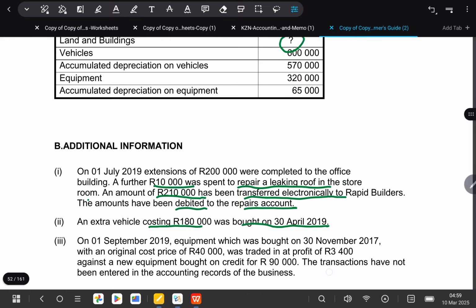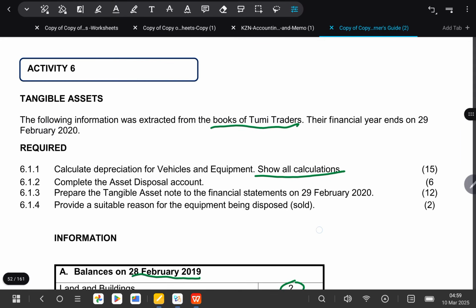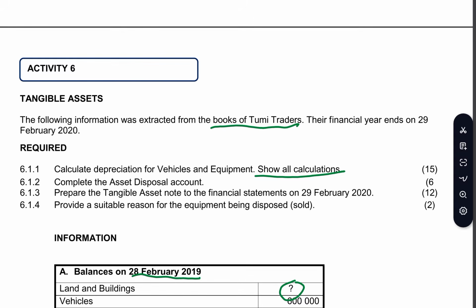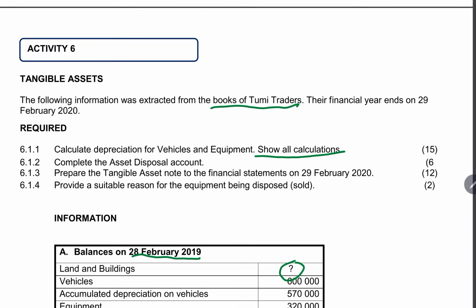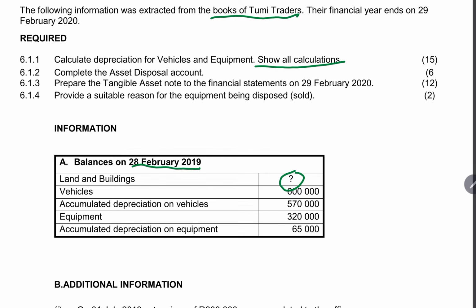Now we are doing activity 6 here. They're saying that the following information was extracted from the books of Demi Traders. Their financial year ends on 29 February 2020, which means it started on the 1st of March 2019. Number one, we are supposed to calculate depreciation for vehicles. Number two, we show the asset disposal account. We also show the tangible asset note, as well as providing a suitable reason for why an asset will be sold. Okay, so this is the information that we have.